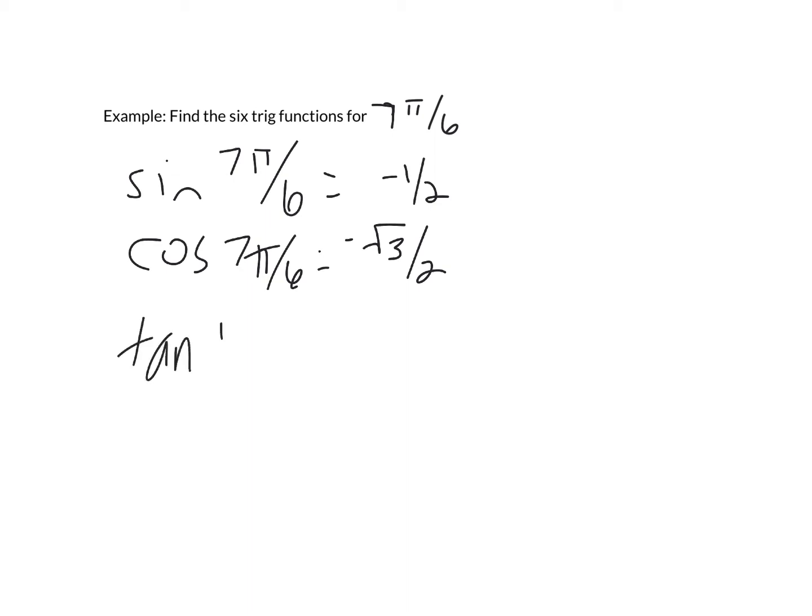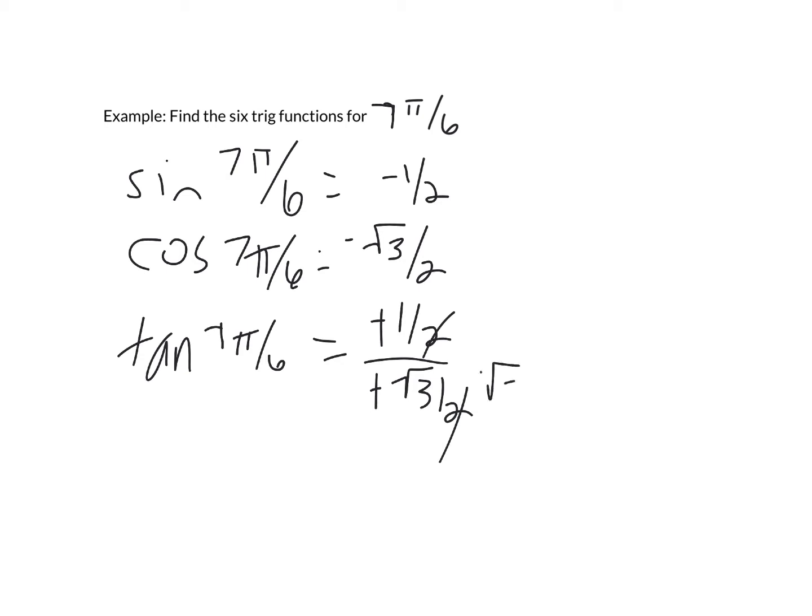Tan, remember tan is y over x, so it will be negative 1/2 over negative root 3 over 2. We need to simplify these, can't just leave them like this. So we are going to eliminate the 2's right away, and negative over negative becomes positive, we like that. And then I am going to rationalize the denominator, so we're going to get root 3 over 3. When I say rationalize the denominator, I mean we have a root 3 on the denominator. If we multiply the top and the bottom by root 3, we get root 3 over 3.